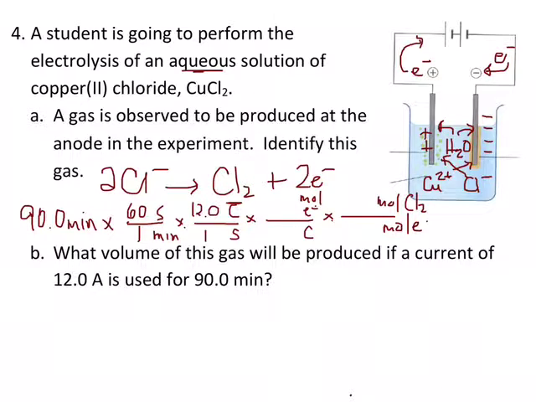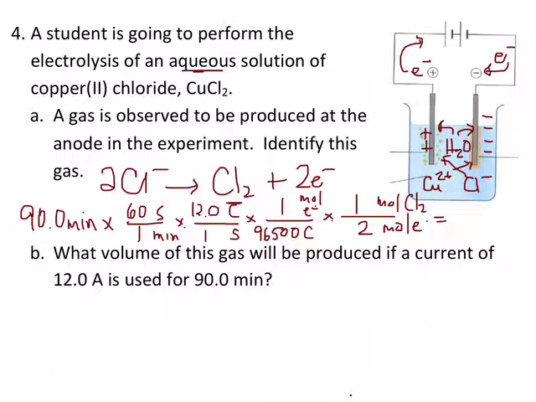The third comes from the Faraday. 1 mole of electrons is 96,500 coulombs of charge. And the last is the half reaction, which I wrote above. 1 mole of Cl2 gas came with 2 moles of electrons. So grabbing a calculator, we can evaluate how many moles of chlorine gas would be produced.